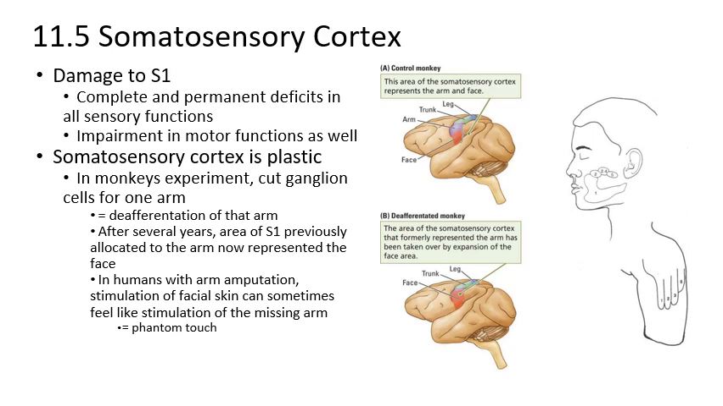Interestingly, we can't ask monkeys about this, but in humans who have had arm amputation, the stimulation of facial skin can sometimes feel like a stimulation of the missing arm, indicating that something similar might be happening as what happened in the monkey brain. And this is called phantom touch, when stimulation of one part of the body creates an illusory stimulation of another part of the body.